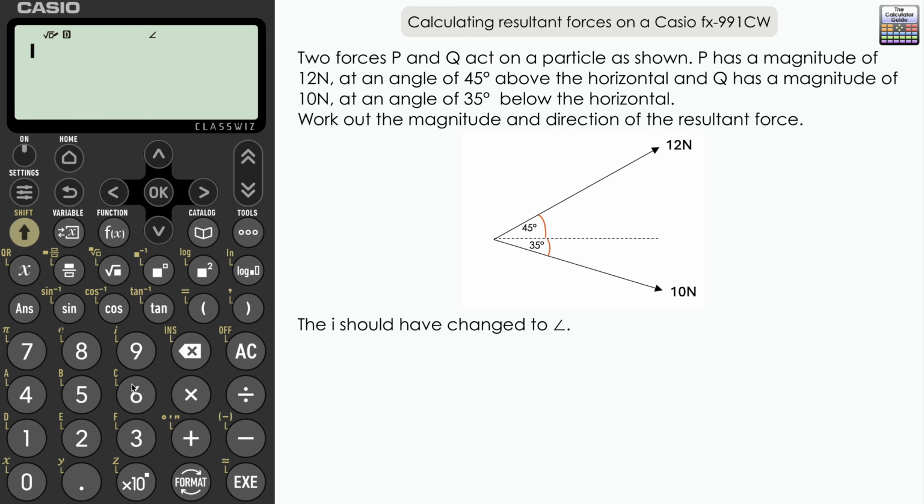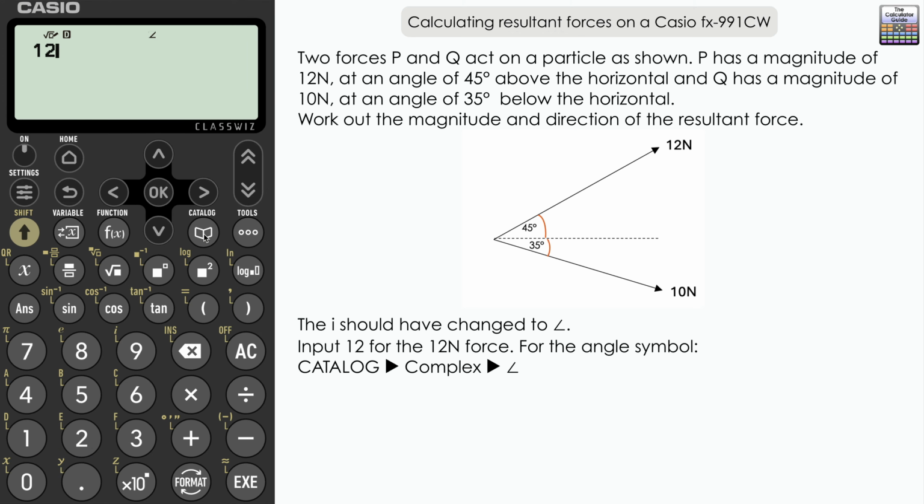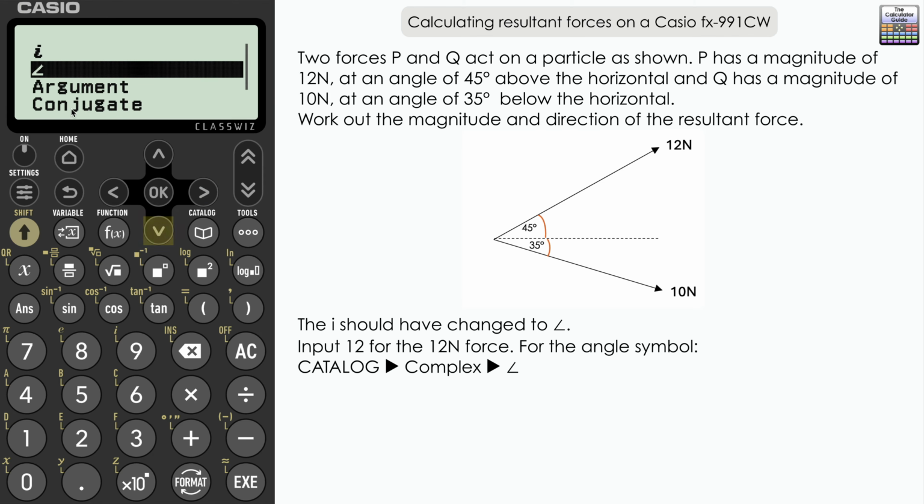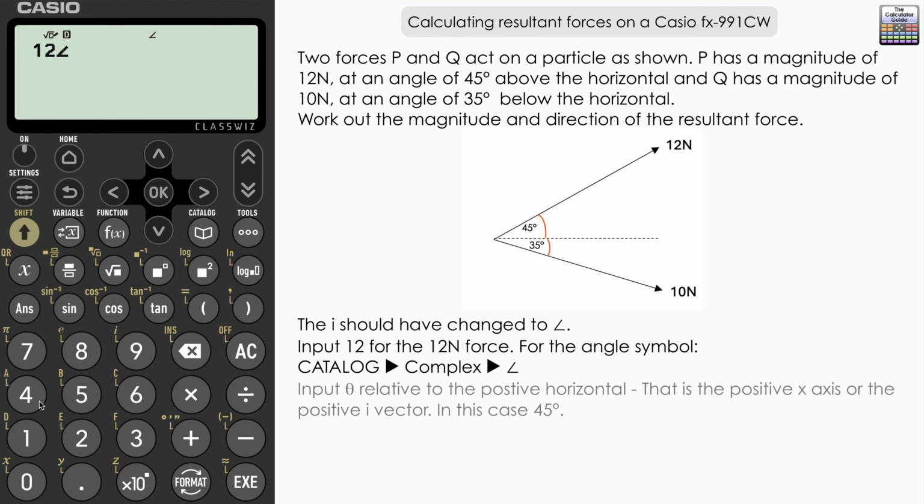Let's start with the first force that we have. Input 12 for the 12 newtons, and then in order to get the angle symbol that we saw there, it's catalog, complex, and then we want the angle symbol there. Then we want to input the theta. We're taking the positive horizontal, the positive x-axis or the positive I vector to be 0. We will input angles anti-clockwise relative to that line. So we've got 45 degrees above the horizontal, so that's a positive 45 degrees.